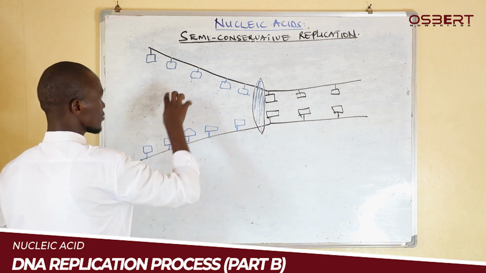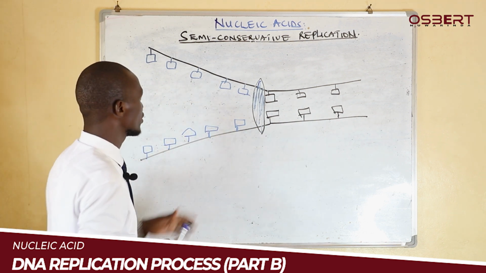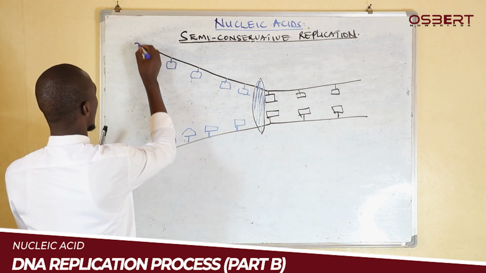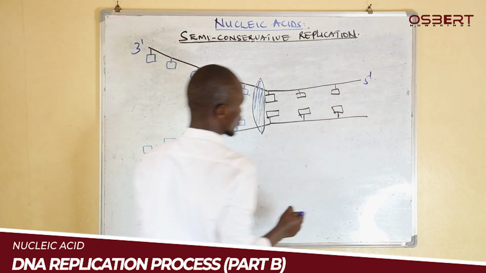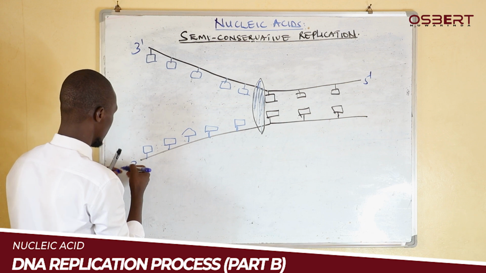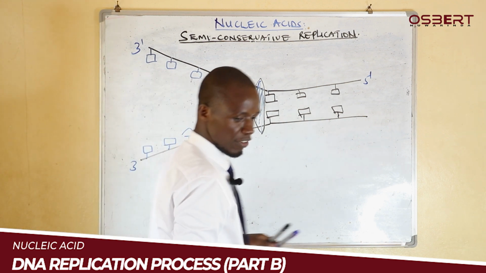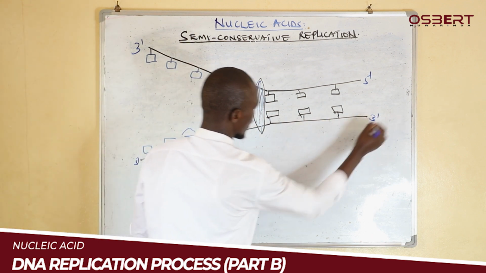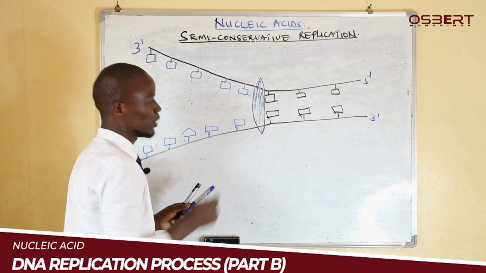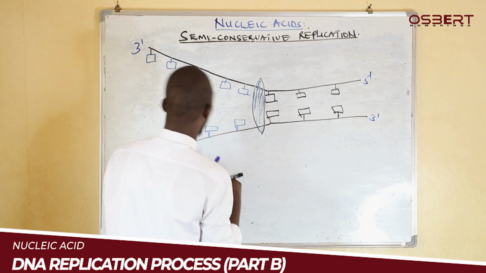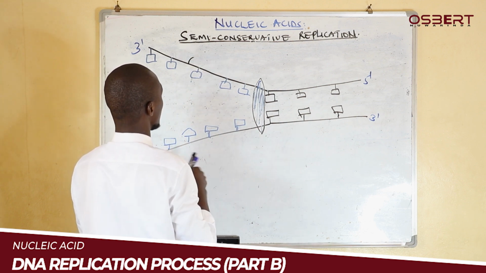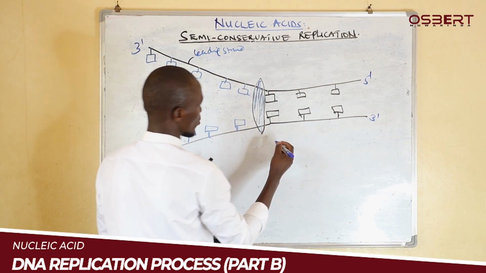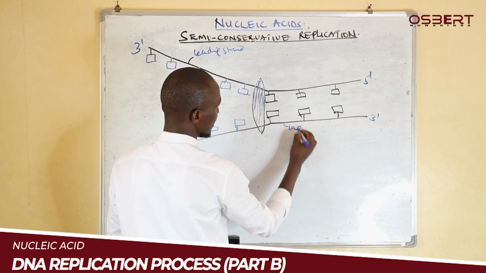Now we are saying, I have got my replication fork which has been formed there, and we have seen here this was a 3', 5' strand, and I'm having the 5', 3' strand here. And in the most previous video, we have seen that this one, we have called that one the leading strand, and then we have called this one what? We have called this one the lagging strand.